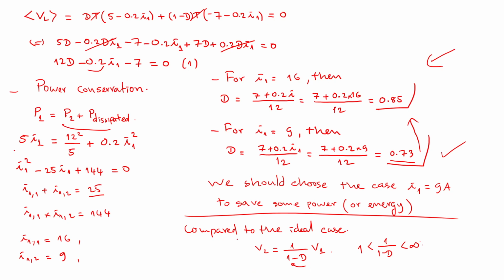Yeah, so here I want to say, compared to the ideal case, D is a unique solution here. D is unique, yeah, for the converter to operate.